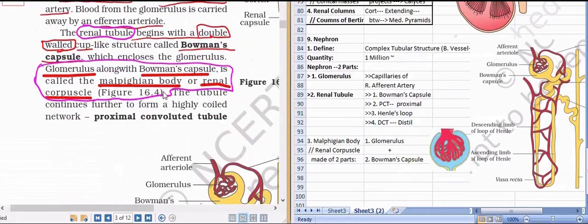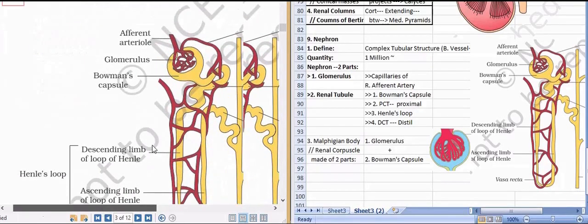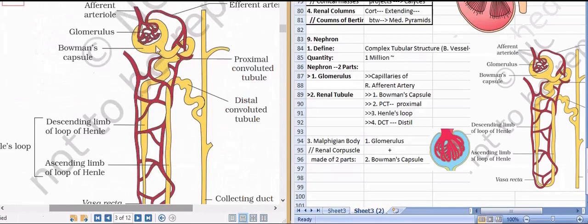Next, continuation of this. The tubule continues further. Which tubule? After the Bowman's capsule, it continues further to form a highly coiled network that is called the proximal convoluted tubule. This is the topic he explained. The tube starts going and up to some distance it can surround or rotate anywhere. That's called the proximal convoluted tubule.